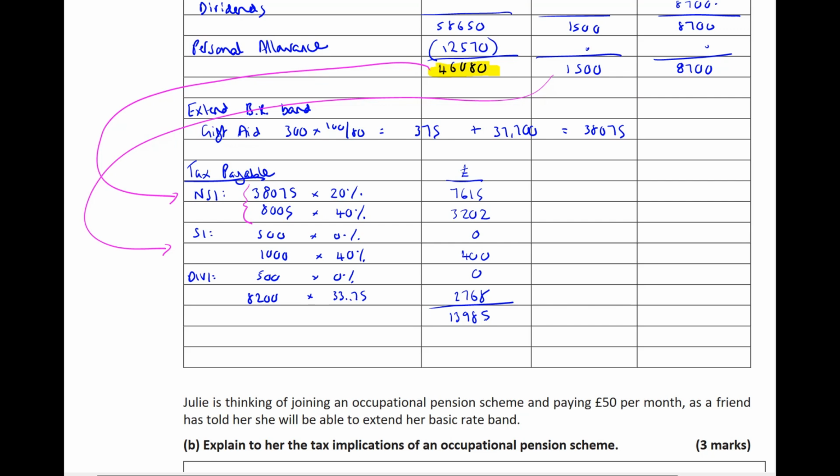So we get a subtotal. We then deduct pay as you earn because that represents tax that has already been paid through the employment as we've gone along, and that figure was given in the question, 11782. So 2,203 left. And that is the tax payable.